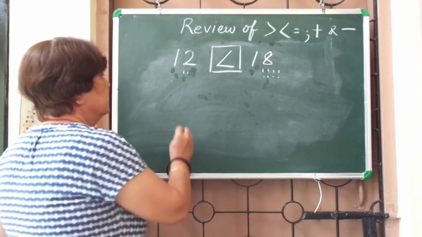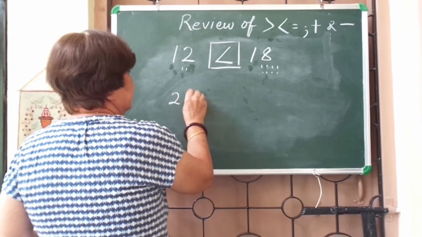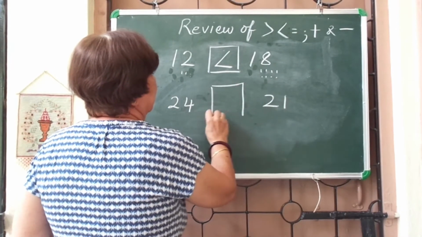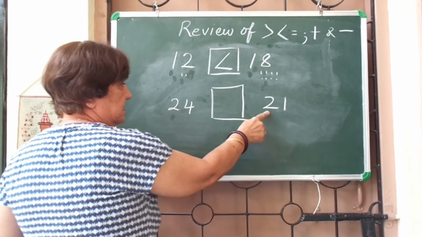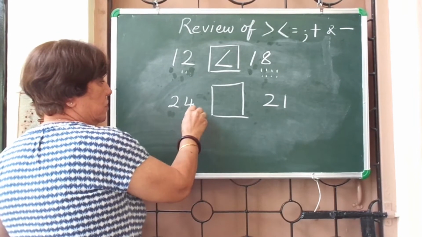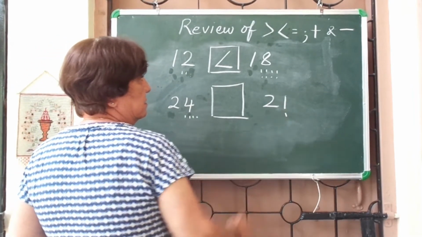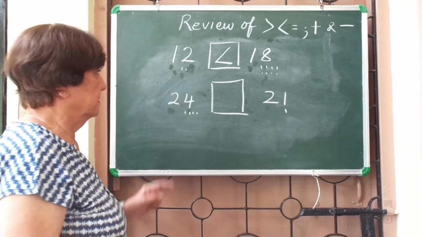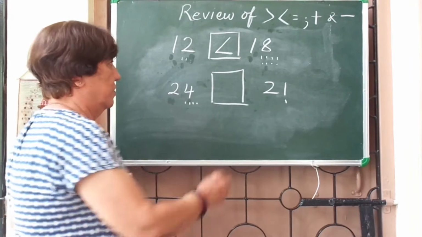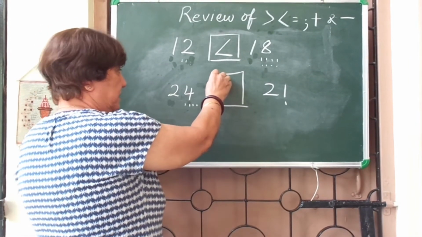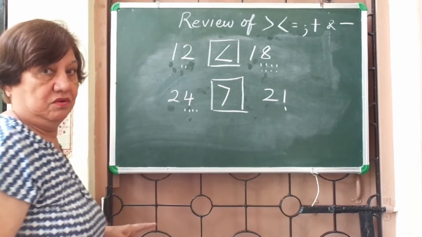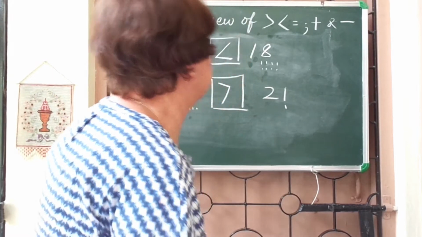I'll do another sum with you. If this is 24 and this is 21, again we are looking at both the numbers. The first two numbers are the same. I look at the second number. I'll put how many dots? 4 dots. How many dots here? 1. Which one is greater? The one with 4 dots is greater, so 24 is greater than 21. So my machika move will be open next to 24. So I write it like a 7. Okay? We'll do 2 more examples.